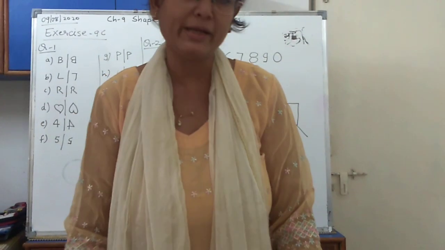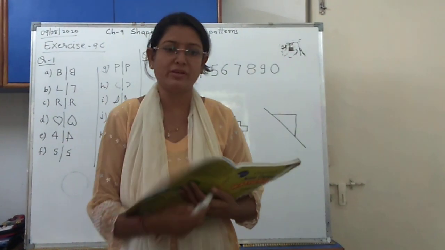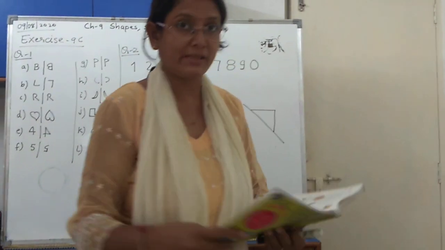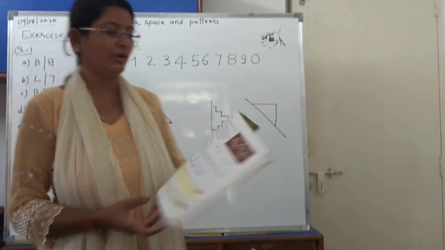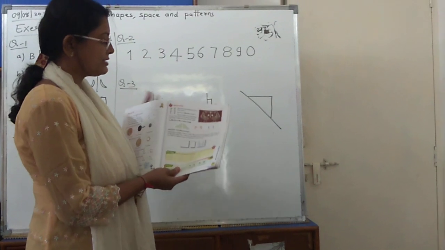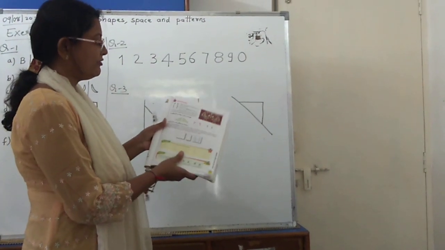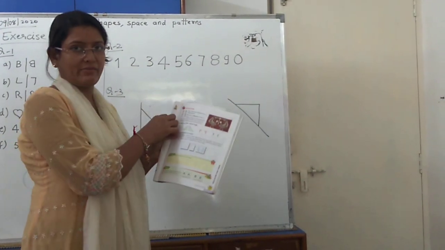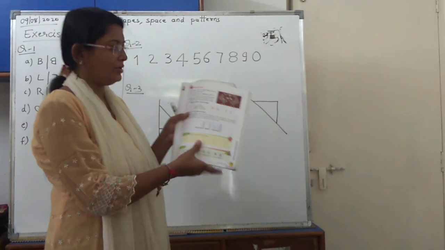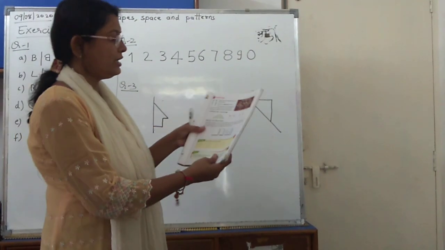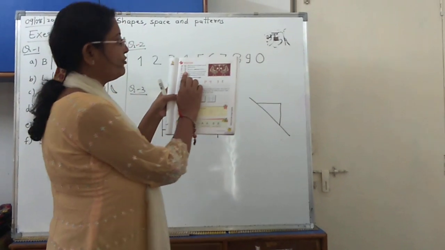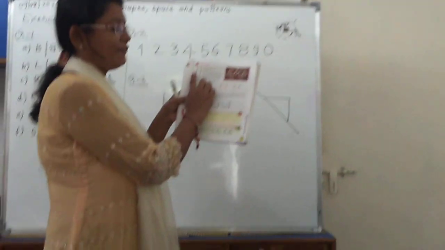Okay, please open your textbook, page number 153, because so many different diagrams are given to you. I'll explain that. Just see here what is given on page number 153. The first two keys are given, key A and key B. Now, key A is the reflection of key B, or key B is a reflection of key A.